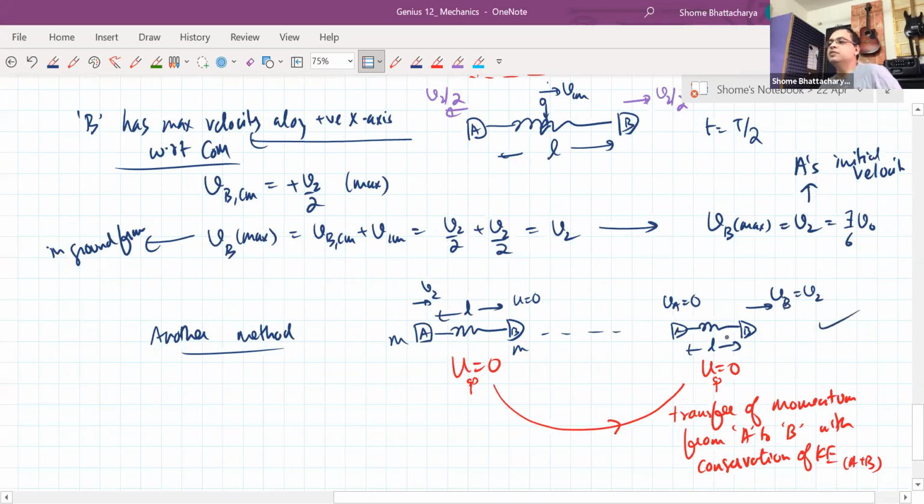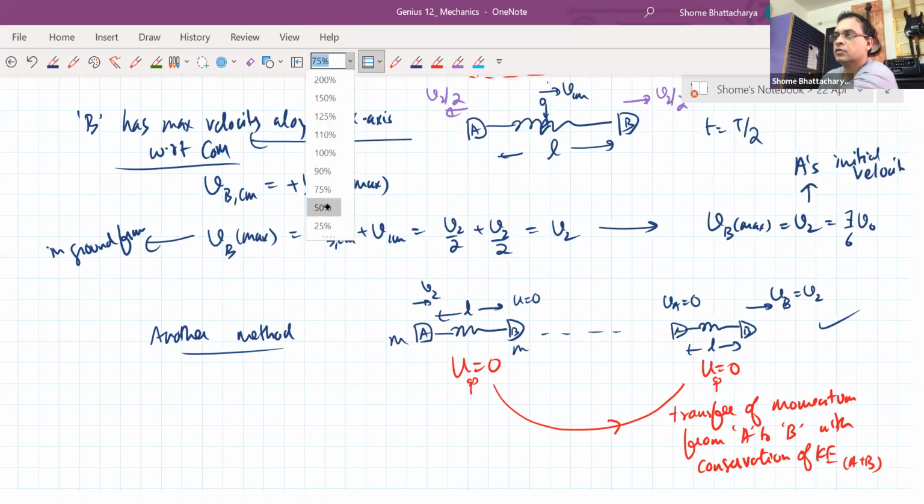So it was obvious. But even if the masses were different, if one was M and the other was 2M, you could just use the perfectly elastic collision formula with E equal to 1 and you would know the maximum velocity of B. Hope you're understanding this point.